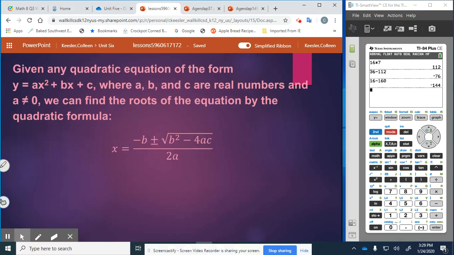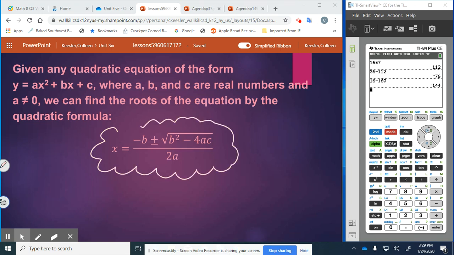All right, so let's take a look at that formula. Given any quadratic equation of the form y equals ax squared plus bx plus c, where a, b, and c are real numbers and a cannot equal 0, we can find the roots of the equation by the quadratic formula. And that's this fancy equation here. We have x equals negative b plus or minus the square root of b squared minus 4ac all over 2a.